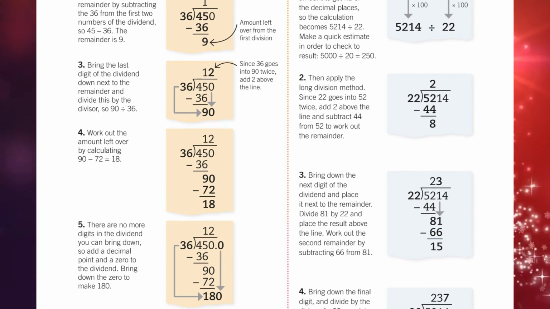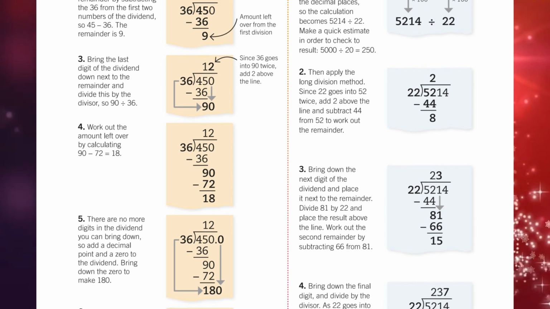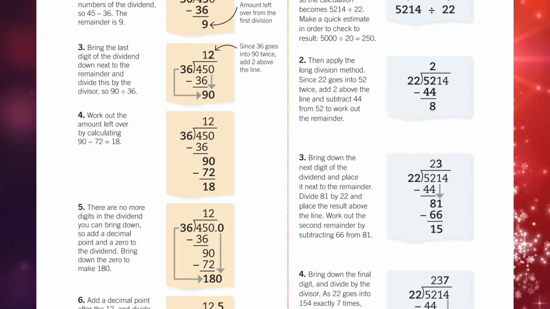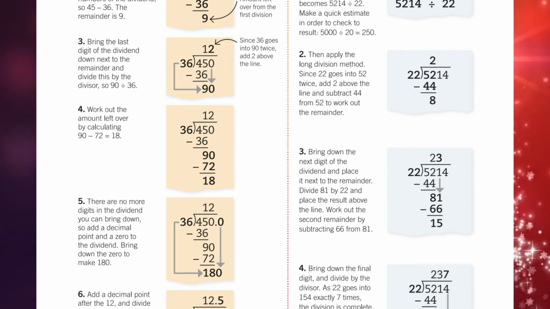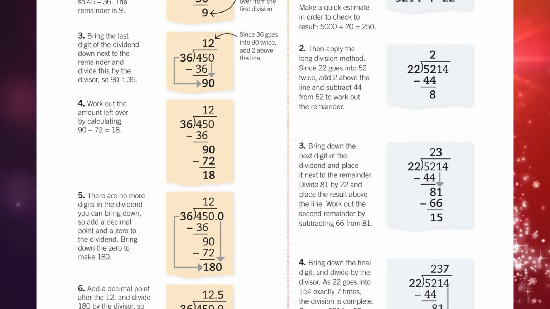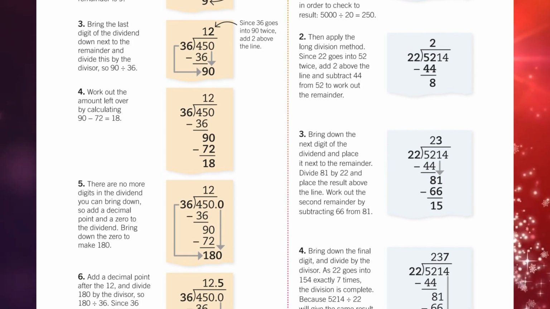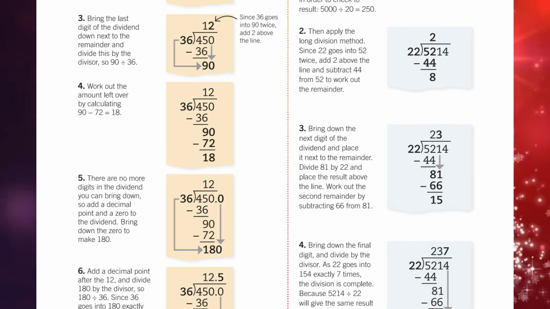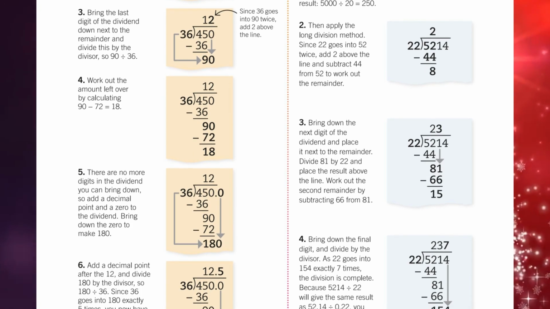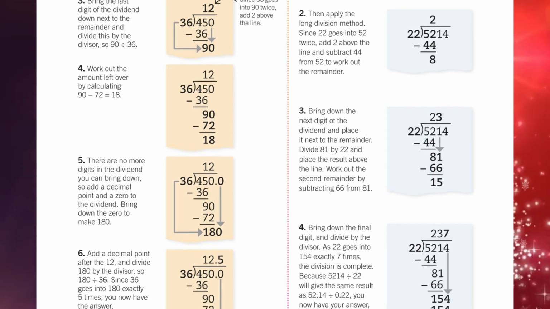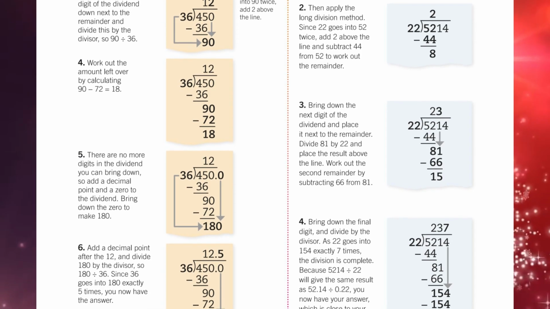Since 22 goes into 52 twice, add 2 above the line and subtract 44 from 52 to work out the remainder. 3. Bring down the next digit of the dividend and place it next to the remainder. Divide 81 by 22 and place the result above the line. Work out the second remainder by subtracting 66 from 81.